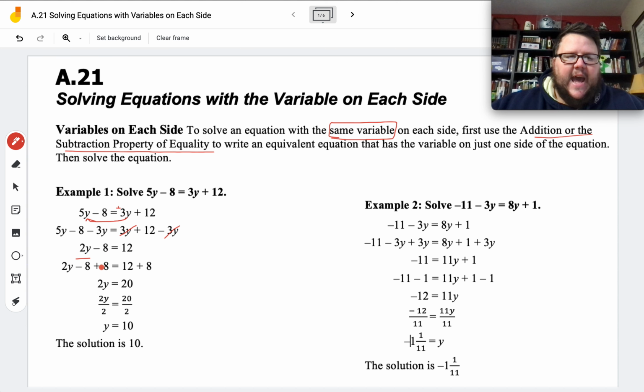Now we're going to add the 8 to both sides. And remember, this is all linear here, how they're doing this. We like to kind of do these vertical, so I'm going to show you vertical as well. So negative 8 plus 8 cancels out. 12 plus 8 is 20. Then divide by 2. You get y equals 10. I'm going to rewrite this so that you guys can see what it looks like written vertically.